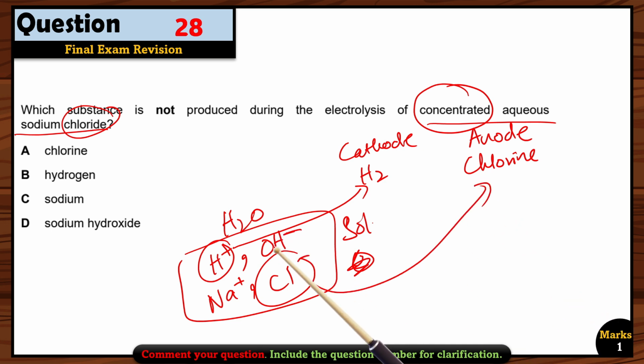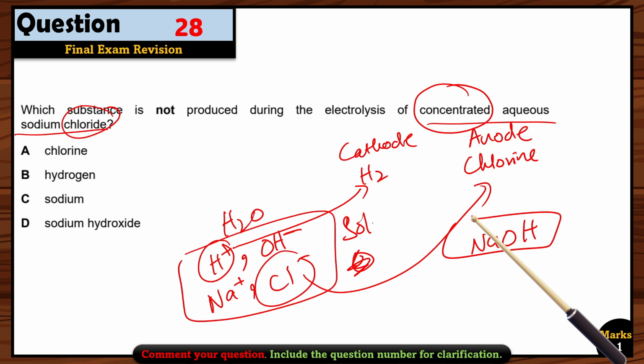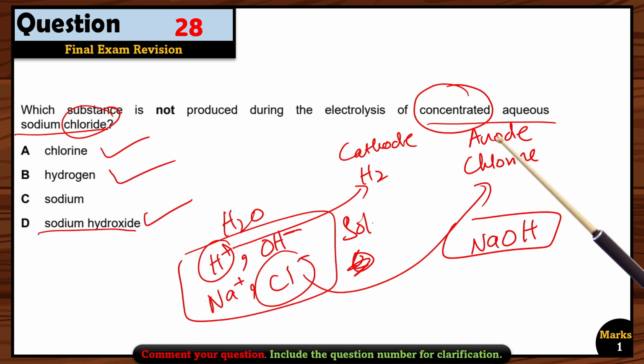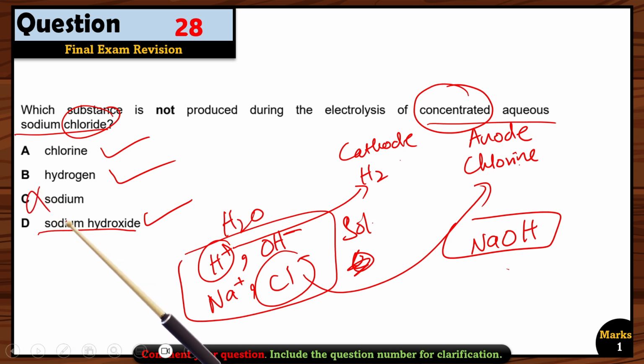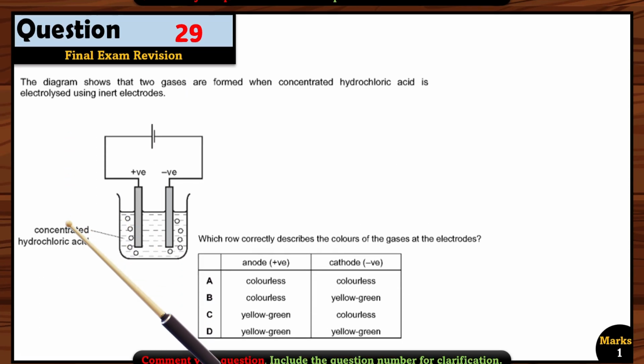So what are we left with? NaOH. So in the solution, we are going to get an alkaline solution, NaOH, that is sodium hydroxide. Yes, these are the three products: chlorine, hydrogen, and sodium hydroxide. So this is the only product which will not be produced. Okay, so sodium is the right option.